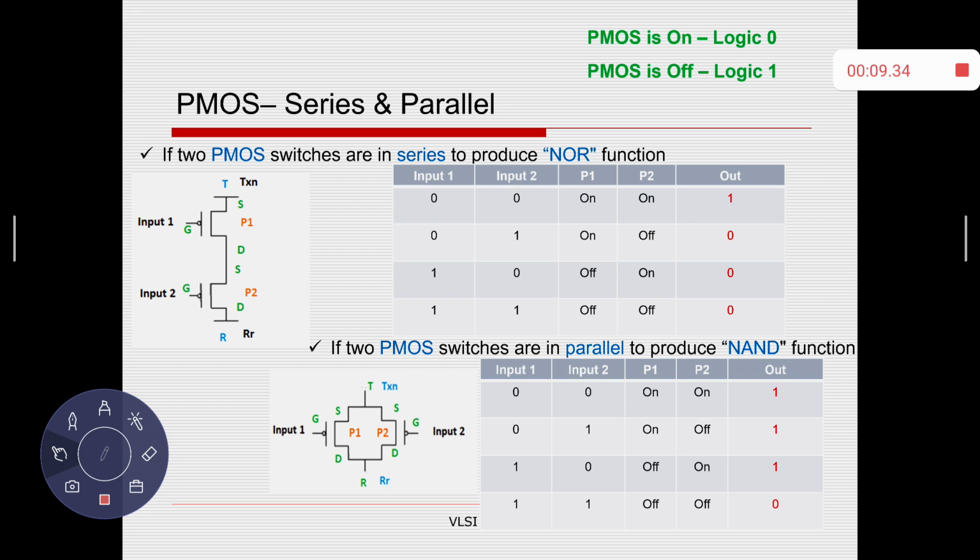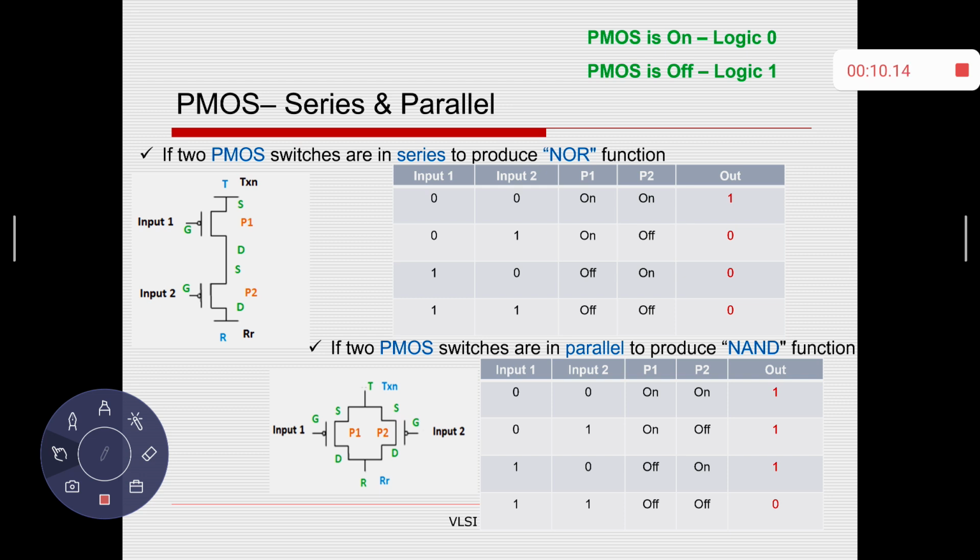When two PMOS transistors are connected in parallel, two paths exist, either through transistor P2 or through transistor P1, between T and the receiver. When the input is 0 0, both transistors are on and two paths exist. So through either P1 or P2, T is connected to the receiver. So the output is 1. For the combinations 0 1 and 1 0, since both are connected in parallel, either P1 or P2 is on. So whatever information we connected at T reaches the receiver. So the output is 1.